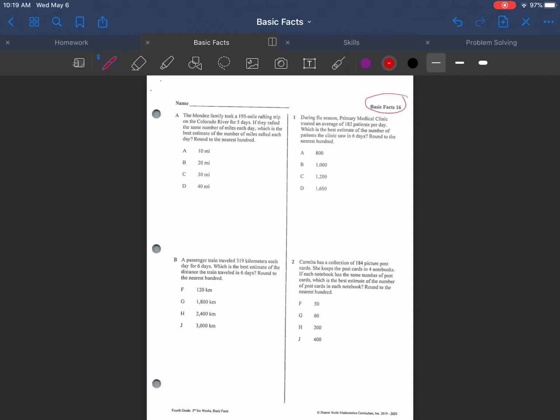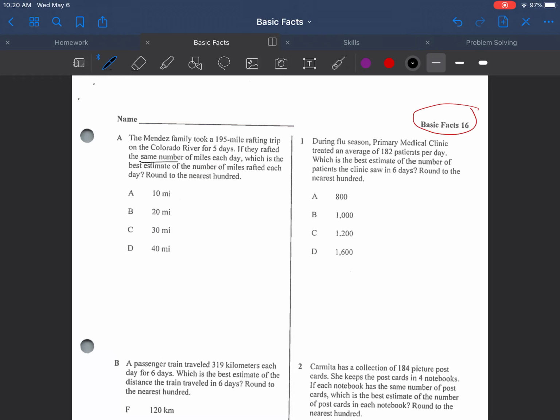So I'm going to go ahead and do one of them so that you can guide yourself, and you're going to do the other 3. I'm going to do letter A. And letter A says, the Mendez family took a 195-mile rafting trip on the Colorado River for 5 days. If they rafted the same number of miles each day, which is the best estimate? You round first the number of miles rafted each day. Round to the nearest 100. Each means divide. Same number means divide.